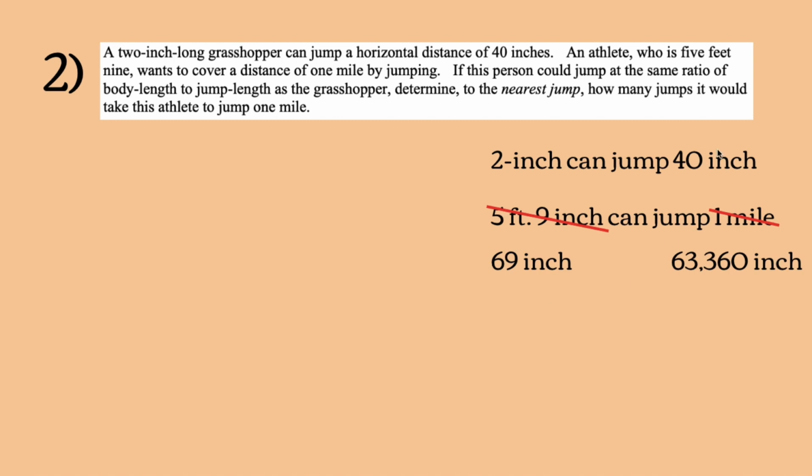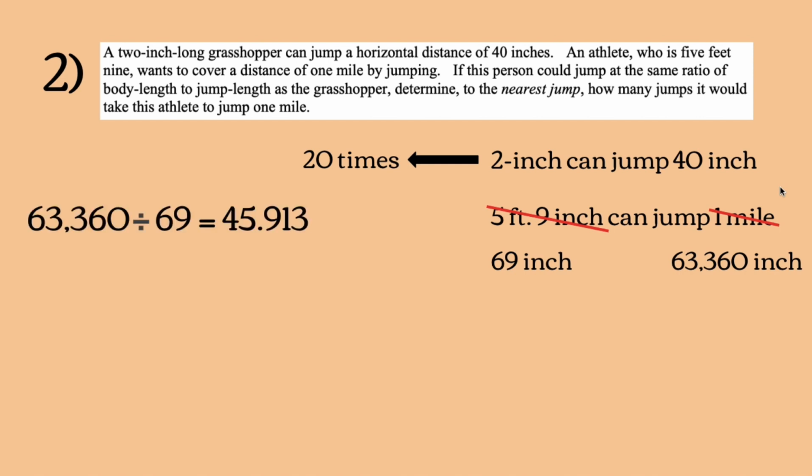Next, we're going to note that the 2-inch grasshopper can jump 40 inches. So 40 divided by 2 is 20 times. It can jump 20 times its own size. We're going to keep that in mind because it says that if this person could jump at the same ratio of body length to jump length as the grasshopper, this athlete can also jump 20 times his own body length.